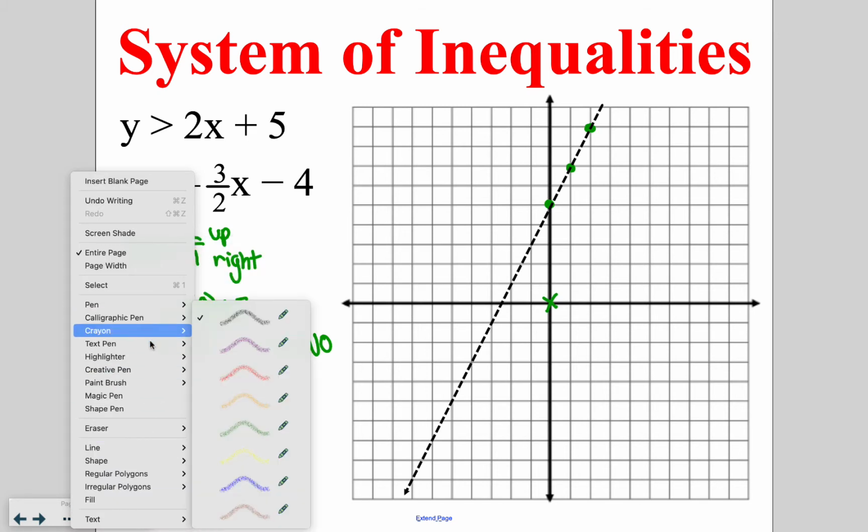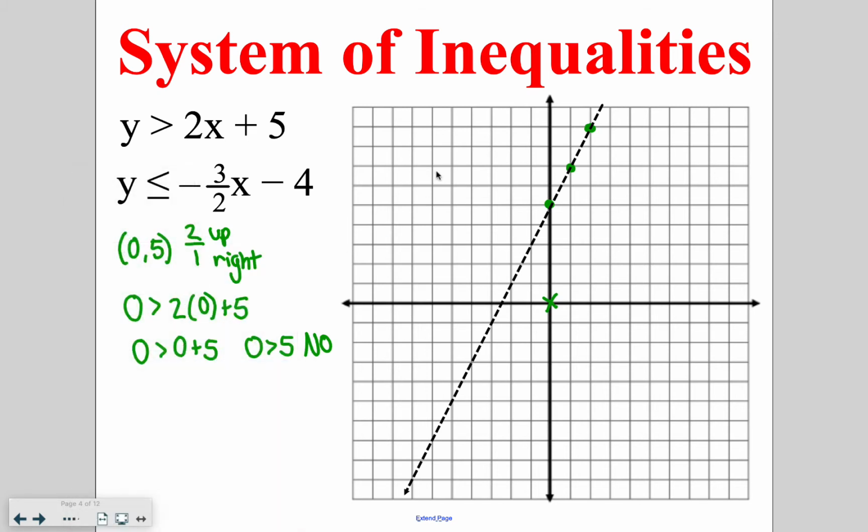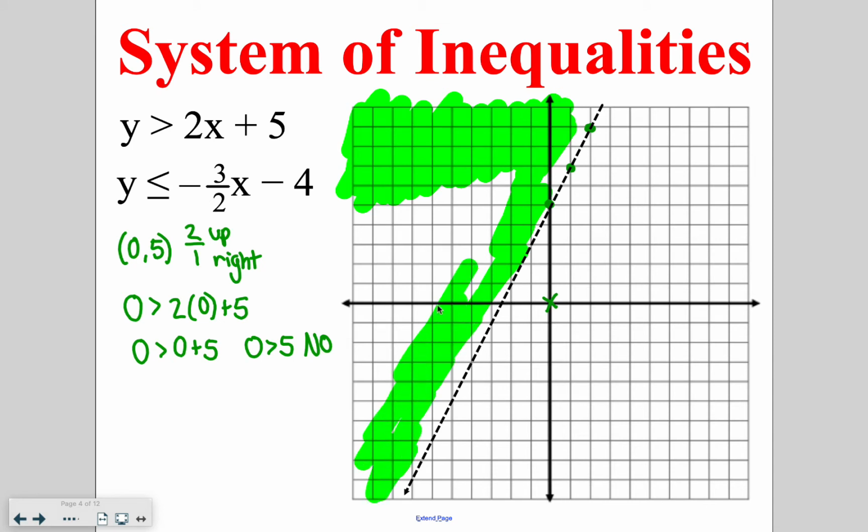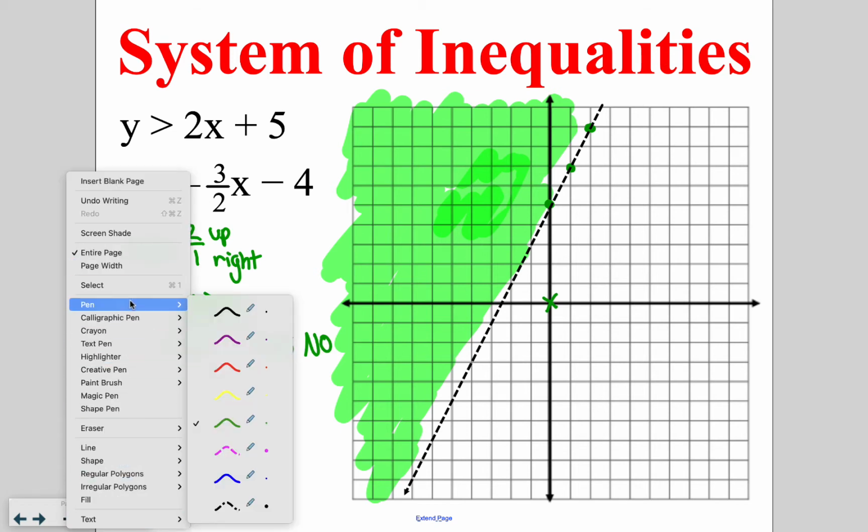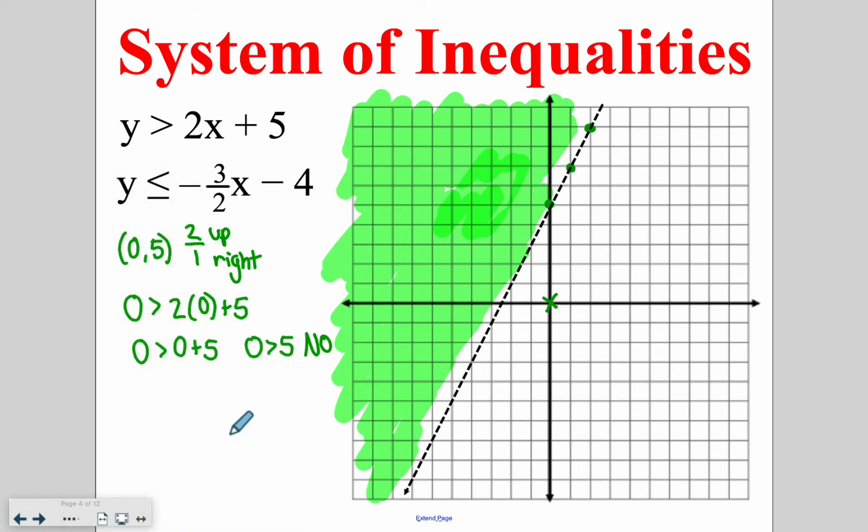So I'm going to go ahead and shade the opposite side then. So everything to the left of this line is going to be part of my solution for the first inequality. So everything over on this side is going to be part of my solution. Then I need to repeat this process with my second inequality.